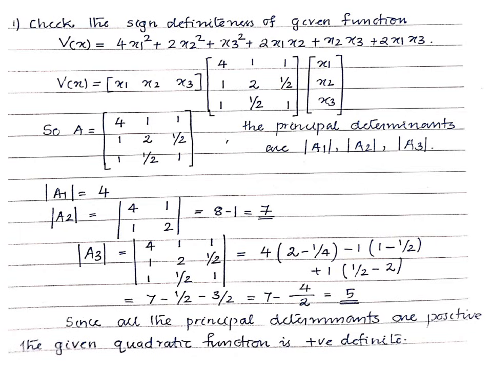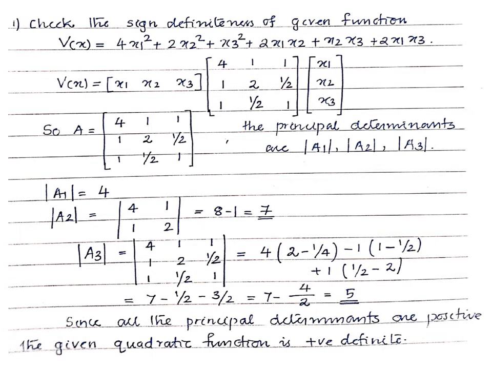Then for the other terms, the x1 x2 term, the coefficient of x1 x2 is 2. That means we have to take half of the particular coefficient, that is 2 by 2 is 1. So we put 1 in the 1,2 slot and 1 in the 2,1 slot. If we add this 1 plus 1, we get 2, so the corresponding coefficient becomes 2, that is 2 x1 x2.